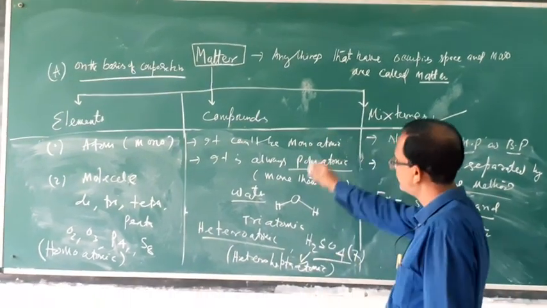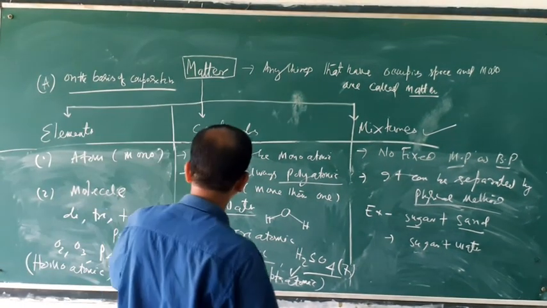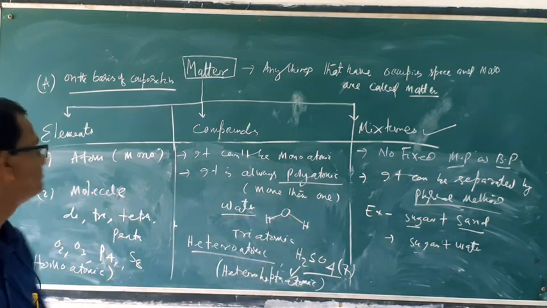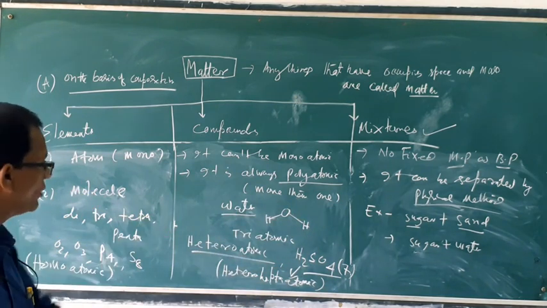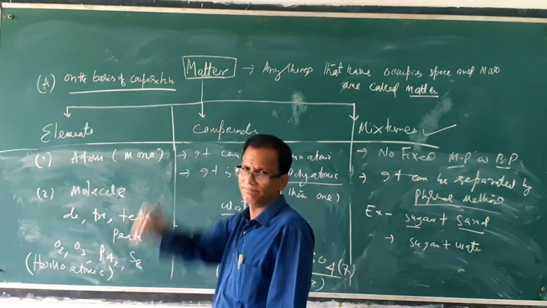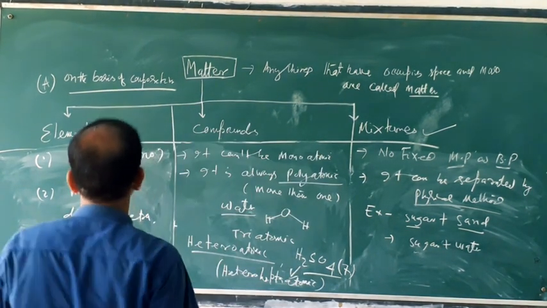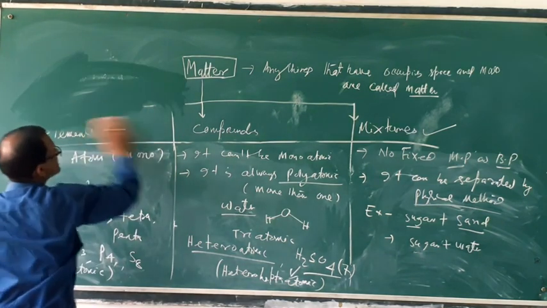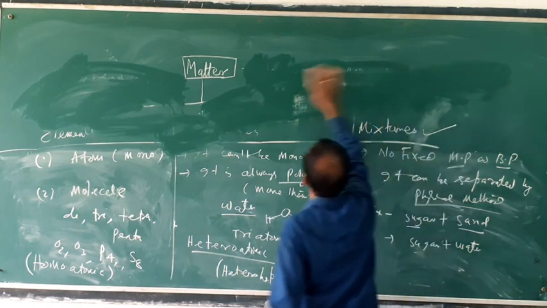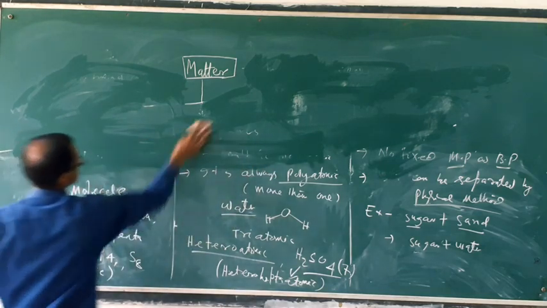Clear? So these are the different types of elements, compounds and mixtures, all having different characteristics. And matter can be classified on the basis of properties. On the basis of properties, matter may be of two types, homogeneous or heterogeneous.